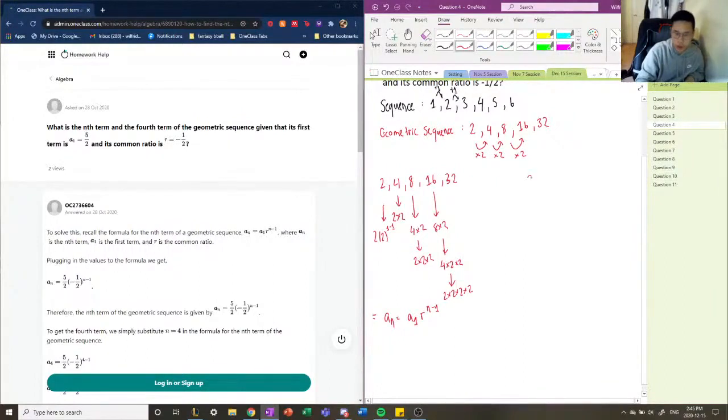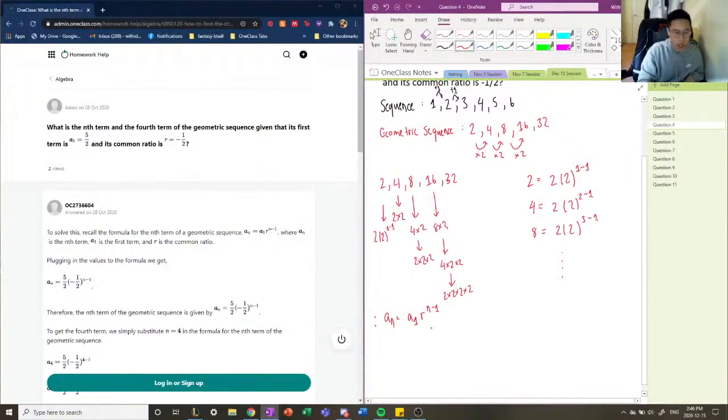Okay, let me rewrite it here. So 2 equals 2 times 2, which is the common ratio, to the power of 1 minus 1, which is equal to 0, so that equals 2. 4 is equal to 2 times 2 to the power of 2 minus 1. 8 is 2 times 2 to the power of 3 minus 1, and so on and so forth, right? So this is the general formula for our geometric sequence. If you're looking for the nth term, it's just going to be the first term times the common ratio to the power of n minus 1.